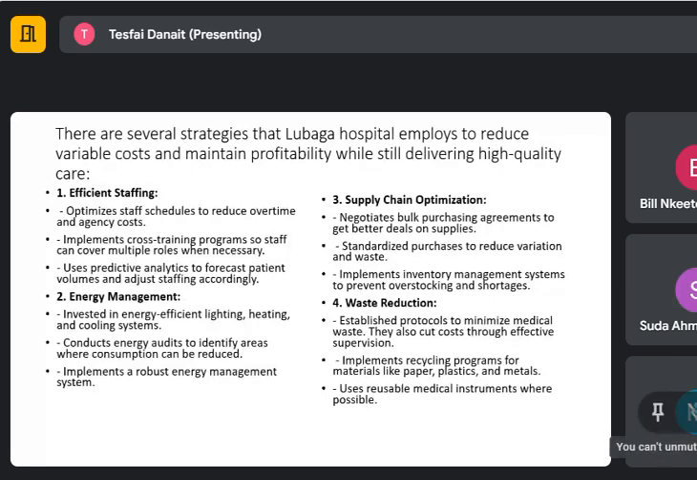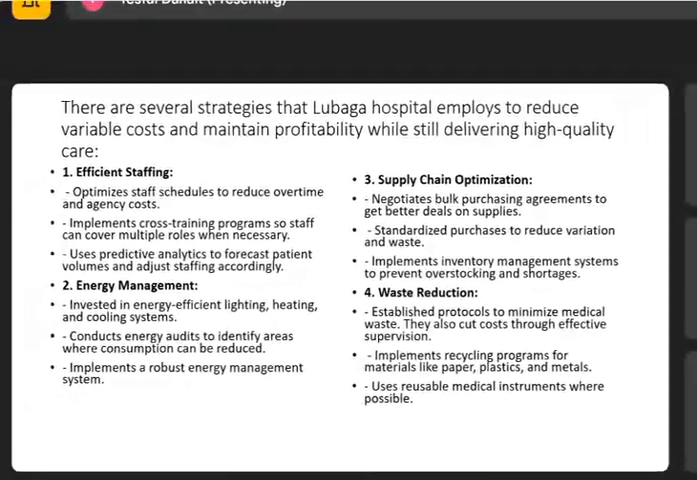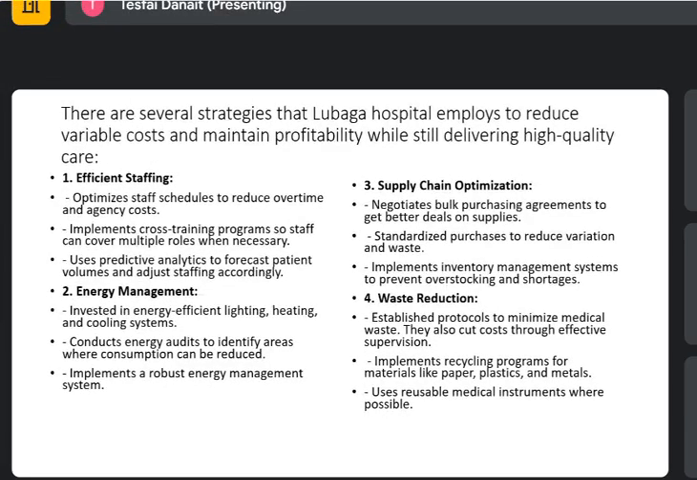So then the other strategy is supply chain optimization. Because Lubaga is a big hospital, it buys goods in large quantities. Because of that, they have the backbone to negotiate with the suppliers so that they can buy at a good rate, which might not be the case with smaller clinics.